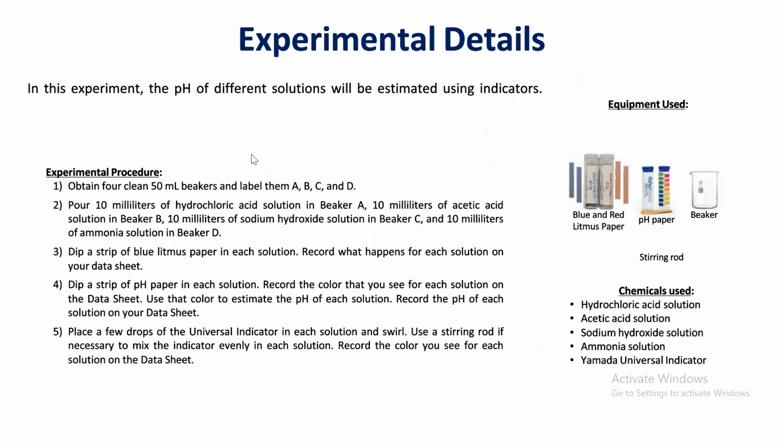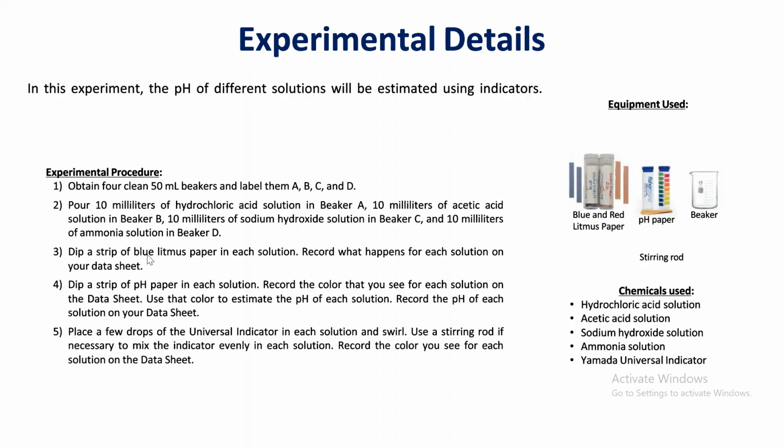All right, so here's the experiment. We're going to have blue and red litmus paper, pH paper, beakers. The chemicals we're going to be using are hydrochloric acid, acetic acid, sodium hydroxide, ammonia, and Yamada universal indicator. We're going to obtain 4 clean beakers, labeling them A, B, C, D. We're going to pour 10 milliliters of hydrochloric acid in beaker A, 10 milliliters of acetic acid in B, 10 milliliters of sodium hydroxide in C, and 10 milliliters of ammonia in D.